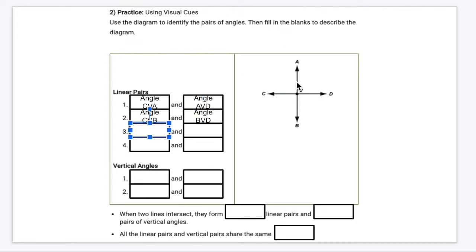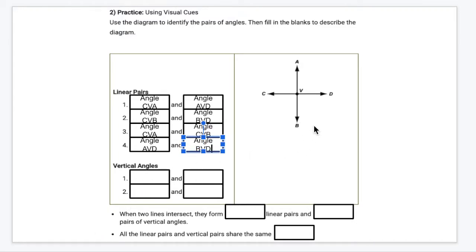Okay. Now I see my other straight line that's being formed is line AB, so I'm actually going to focus on that. I'm going to look at the left of AB, and I see that the two angles forming this line AB from the left-hand side are CVA and CVB. So I have angle CVA and angle CVB. And then finally, on the right-hand side of my line AB, the two angles being formed are AVD and BVD. So I have angle AVD and angle BVD.